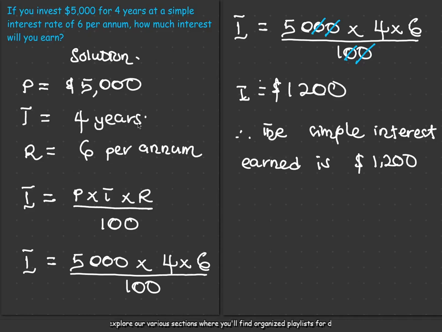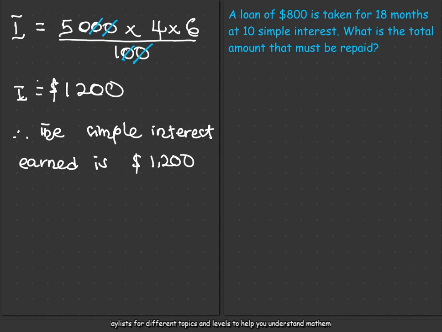In this case here, you see we didn't apply the second formula, that is the total amount. This time around, let's solve one more question that would ask us to do that. So this second question, which might probably be our last one, says a loan of $800 is taken for 18 months at 10% simple interest. What is the total amount that must be repaid? Okay, so how do we go about it?